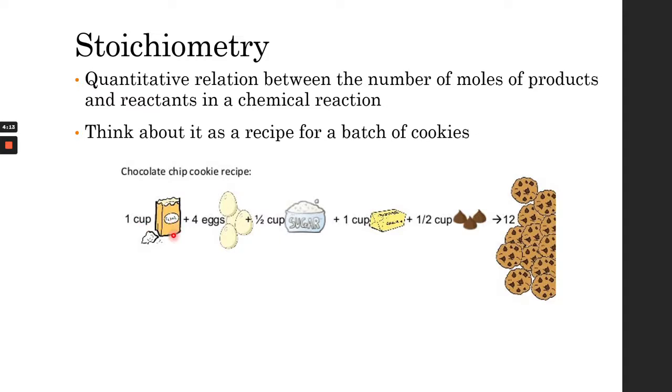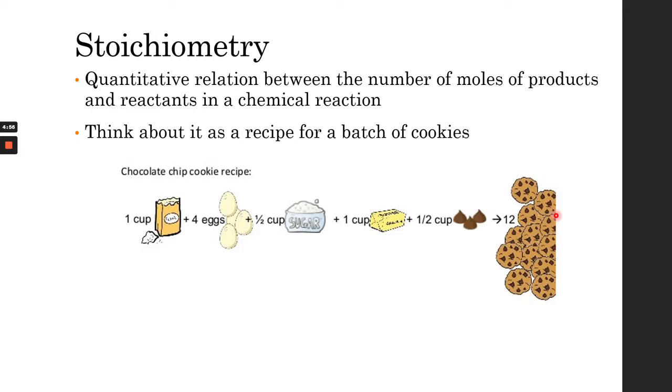So let's say this flour is an example of a substance. So instead of a cup, we will say mole. So 1 mole of this substance, flour, reacts with 4 moles of another substance, and it reacts with another half mole of another substance, and continue on, and you create about 12 moles of another substance, your product. So I hope that's clear. That's how we can think of stoichiometry: the number of moles and the relationship between or among the reactants, or the reactants to the products.